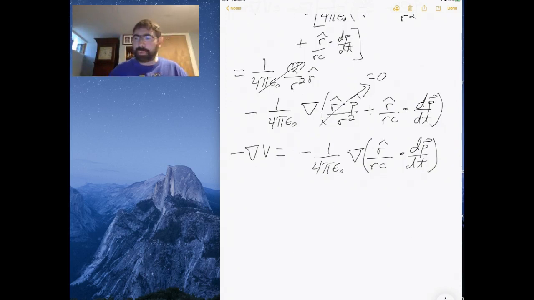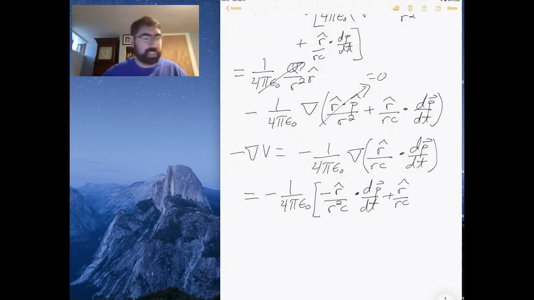Now if we apply that, we have to do the chain rule, and we get minus 1 over 4 pi epsilon naught times minus r hat over r squared c dotted into the time derivative of the dipole moment, plus r hat over rc dotted into the second derivative of the dipole moment times the gradient of the time.